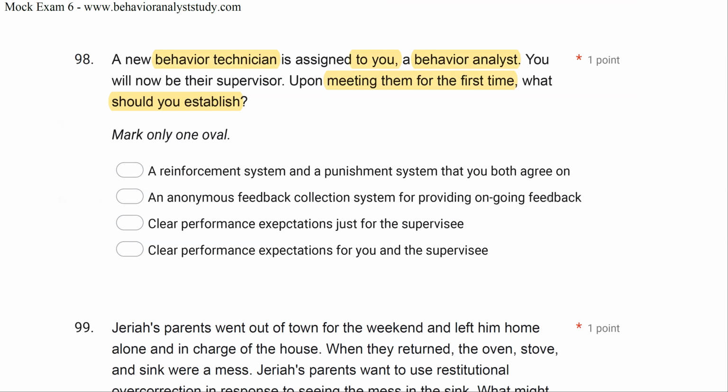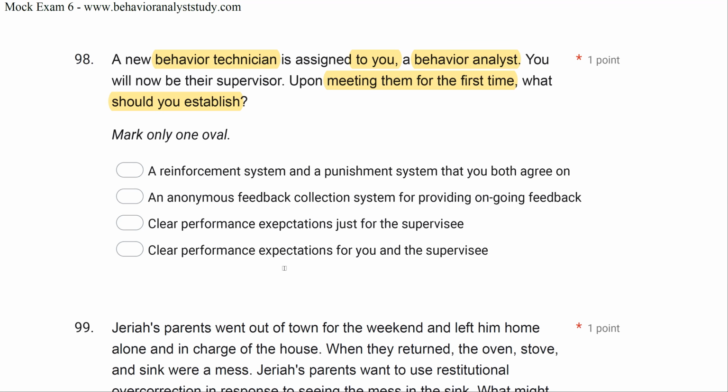B, an anonymous feedback collection system for providing ongoing feedback. Well, it's a one-on-one situation. You're going to know who that feedback is coming from. And at the same time, you need to be giving feedback to them, not anonymously, right? You need to be direct with them. C, clear performance expectations just for the supervisee. Well, that would be okay if not for D, clear performance expectations for you and the supervisee. There need to be expectations for both of you. It's not just you constantly expecting things from the supervisee, giving them feedback. It's always a two-way street.